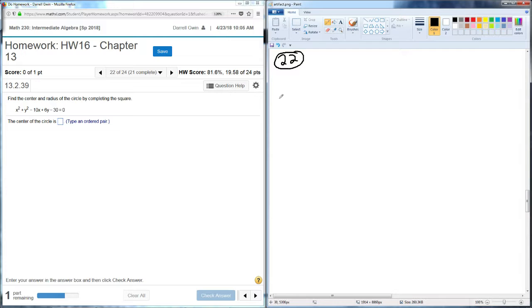First, we organize it. And the way we organize it, we put the x's together. So we got x squared minus 10x. And then we put a space, and we put the y's together, so y squared plus 6y. And then, like, imagine I did plus 30 to both sides, plus 30 plus 30. So I would have a positive 30 here if I added 30 to both sides.